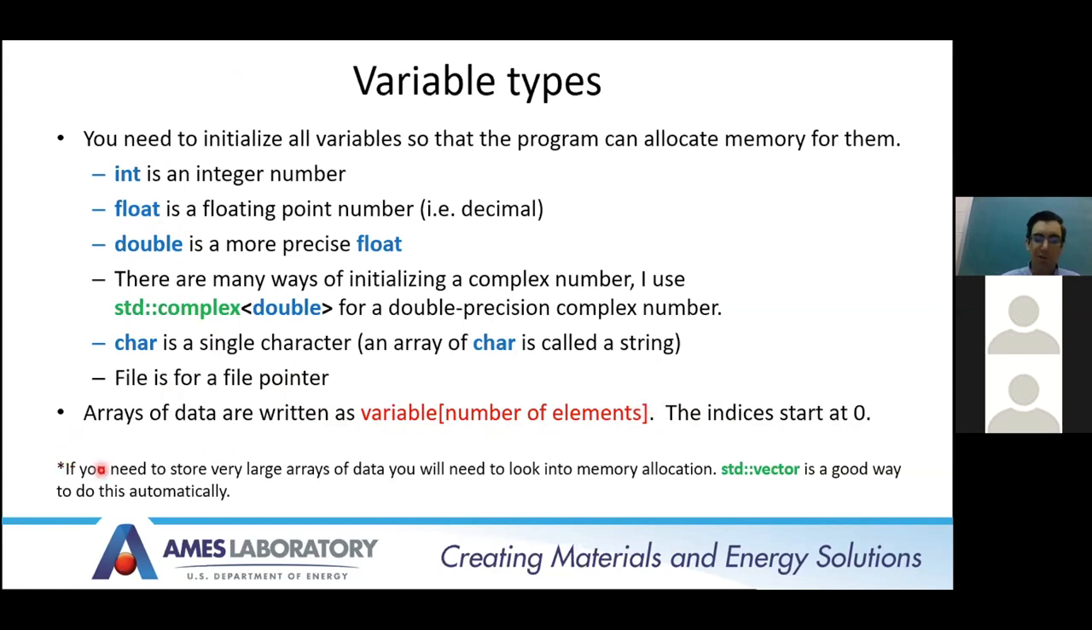If you need to store very large arrays of data, so if you have matrices that have thousands or hundreds of components, then you may run into issues with memory allocation. So you need to do something called dynamic memory allocation. In C++, this can be done all automatically if you just use the standard vector data structure.